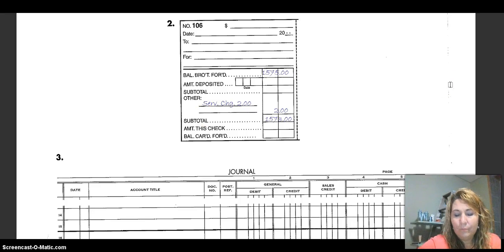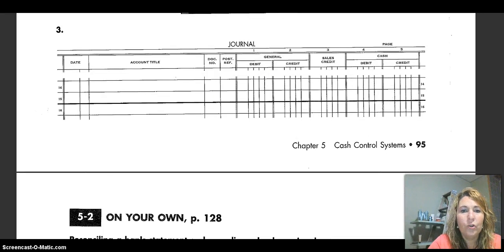Next, we need to record in our journal that same service charge. We're going to use memorandum number 44, and this is journal page number 14. So we need to come over here, put down our journal page number 14. And we're already down to line 14, so we don't have to worry about the month. The day that we're recording this, it says we're doing everything on July 29th.